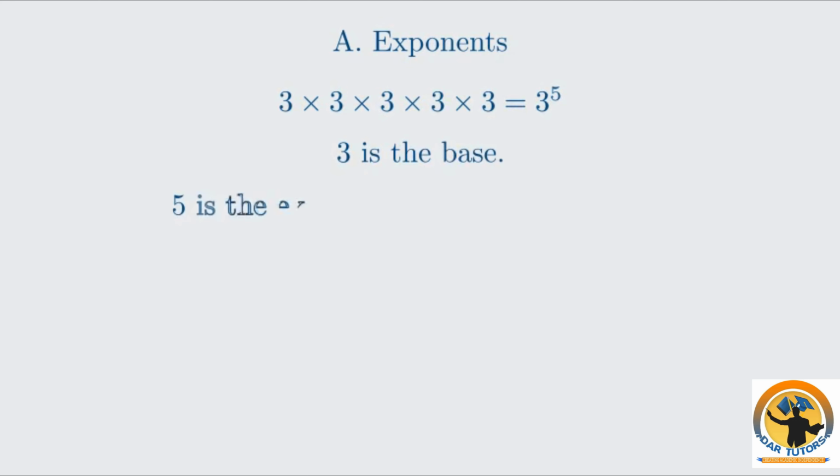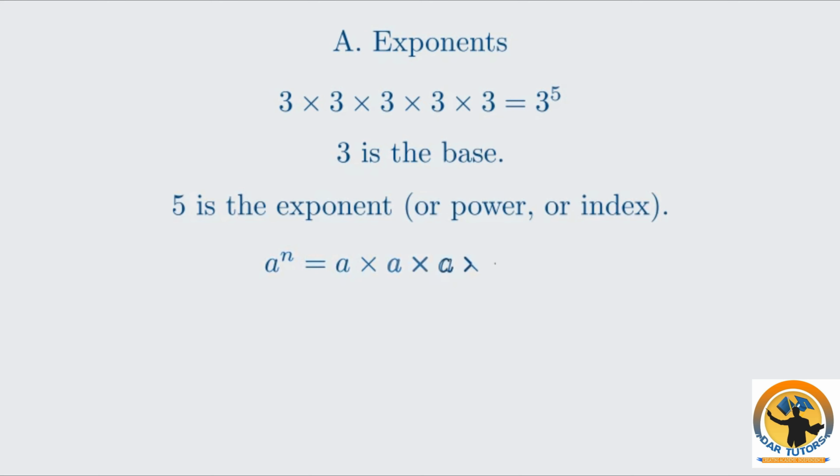Here, 3 is the base and 5 is the exponent. It means we multiply the base, 3, by itself 5 times. In general, if n is a positive integer, a to the power of n is the product of n factors of a. The base is a, and the exponent is n.